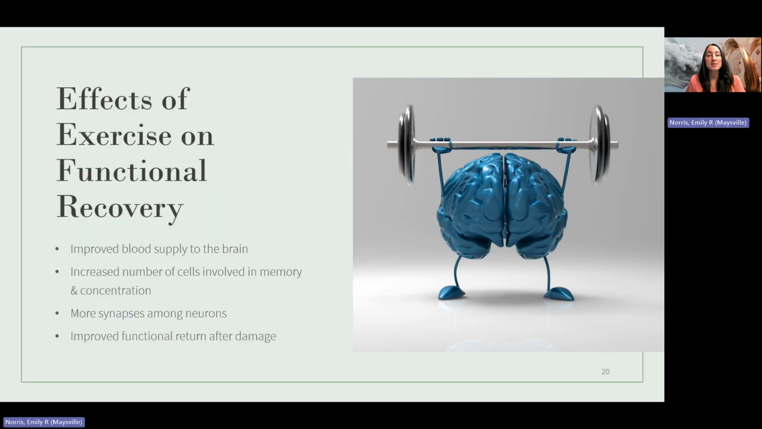So effects of exercise on functional recovery. Exercise, of course, increases the blood flow to the brain, and it increases the number of cells involved in memory and in concentration. More synapses among neurons improve functional return after damage. So a lot of things are going on in the brain when we move that are helpful for functional recovery. Cells that increase are typically located in the hippocampus, as we talked about, and parts of the frontal and temporal lobes, which is where a lot of our movement and our processing occurs.